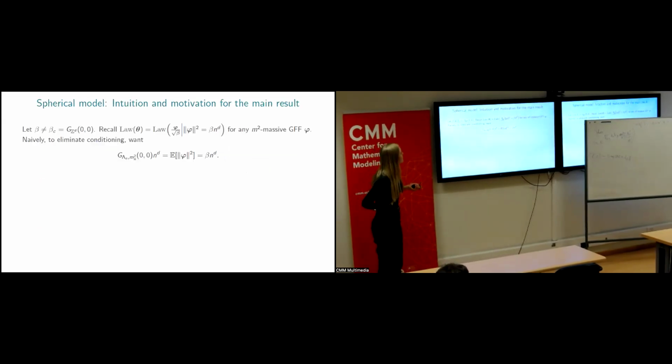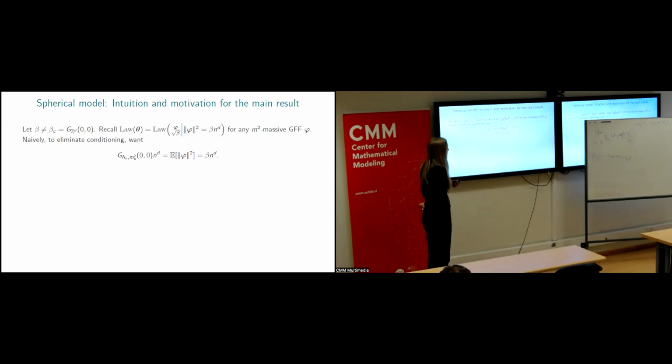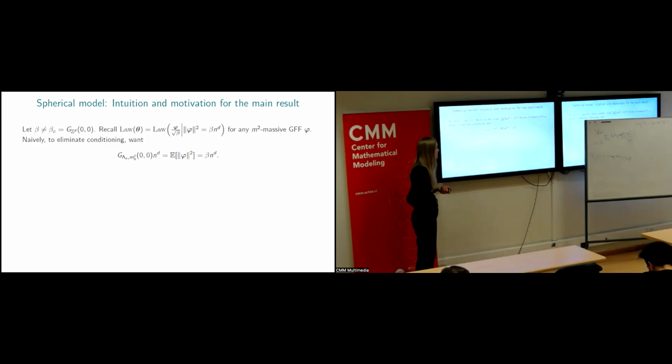Okay, let's look at the spherical model and use this observation exactly: that the law of the spherical model is just the massive GFF conditioned on its norm to be some specific quantity. So let's go back to that physics idea that I mentioned, that maybe if an expectation looks nice, then it would be sufficient, which turns out not to be exactly the case everywhere.